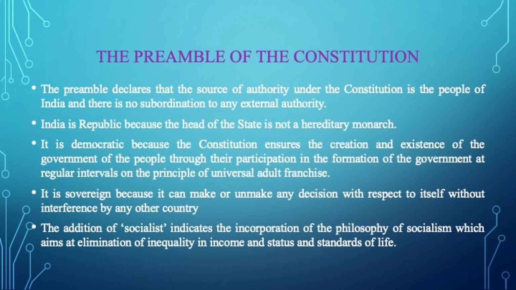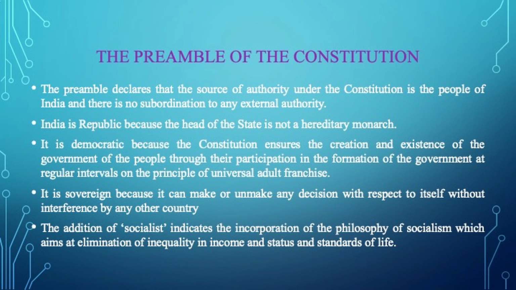The source of authority under the Constitution is the people of India, and there is no subordination to any external authority. As the head of the state is not a hereditary monarch but is elected by the people, India is a republic. As the Constitution ensures the creation and existence of the government of the people through their participation in the formation of government at regular intervals on the principle of universal adult franchise, India is a democracy. As India can take decisions with respect to itself without interference from any other country, it is sovereign.